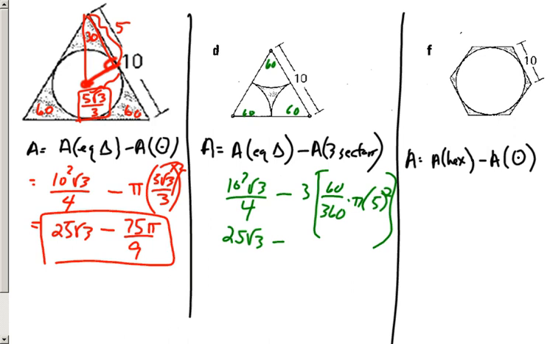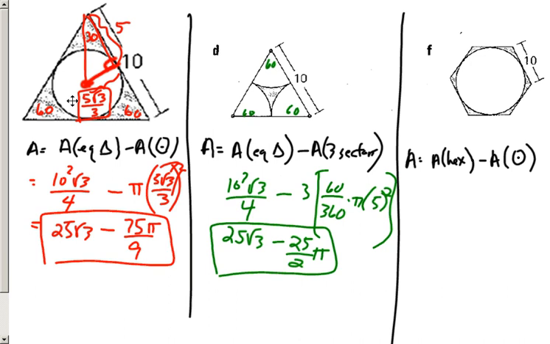Minus 3 times this, you multiply it all out in your calculator, 3 times 60 over 360 times 5 squared. Don't touch the pi. Put the pi back on later. And you should get 25 over 2 pi, or if you left it as a decimal, 12.5 pi. All right, so that was number 14D.